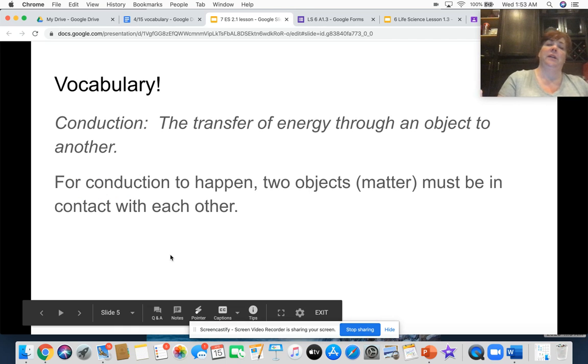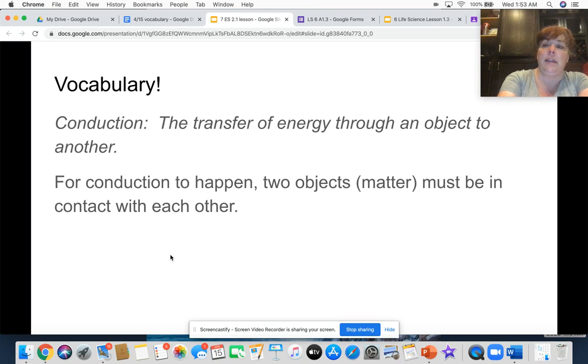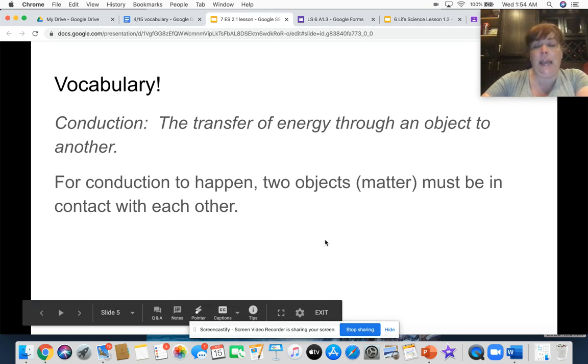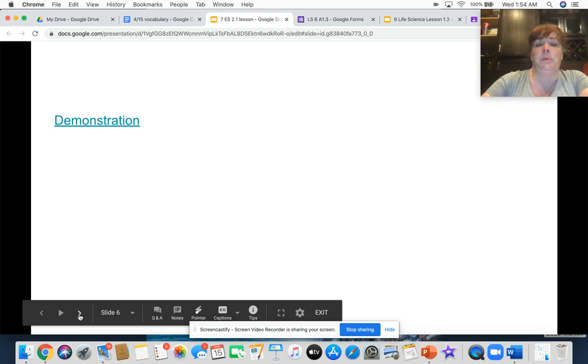All right. Vocabulary. You have a vocabulary board to write in your interactive notebook. It is also on the materials section that is in this assignment. So conduction is the transfer of energy through an object to another. And that can be any kind of energy, but for the purposes of this lesson, we are only talking about thermal energy. For the conduction to happen, 2 objects or the 2 pieces of matter must be in contact with one another. Okay, and that could be air, that could be a solid, that could be a liquid. Any of those things are made up of matter.